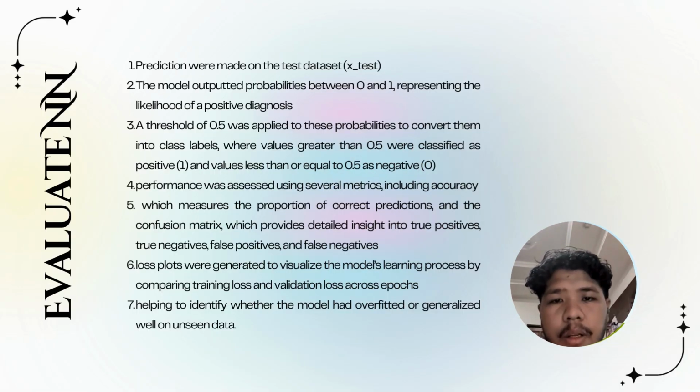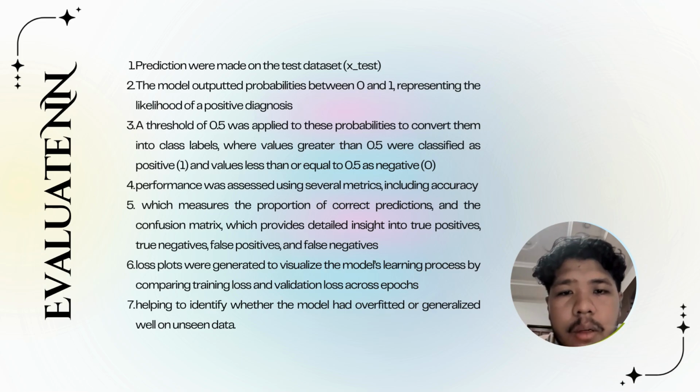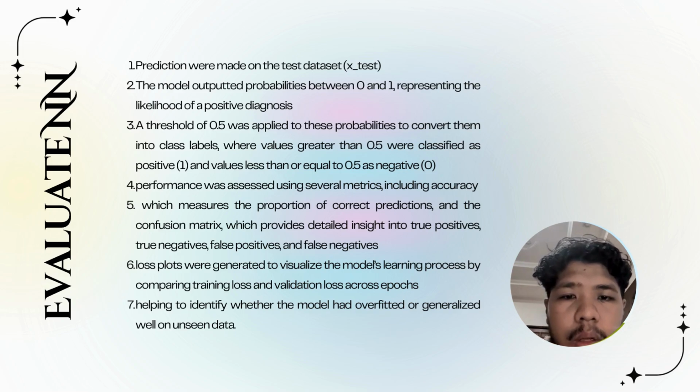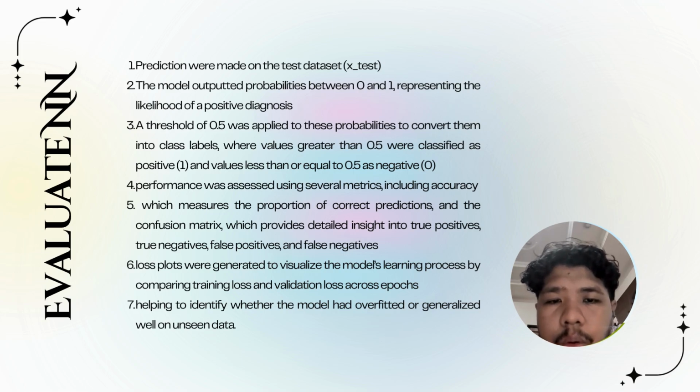Last, the methodology is to evaluate the neural network performance. So predictions were made on the test dataset. The model outputs probabilities between 0 and 1, representing the likelihood of the positive diagnosis. A threshold of 0.5 was applied to these probabilities to convert them into class labels, where values greater than 0.5 were classified as positive and values less than or equal to 0.5 as negative.